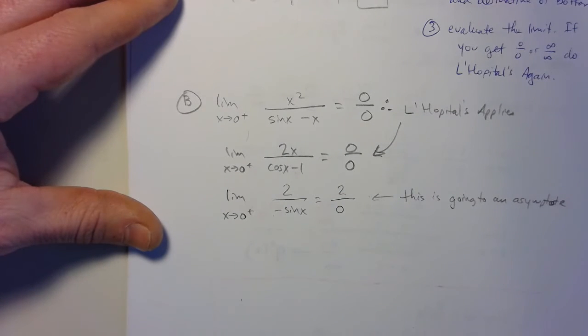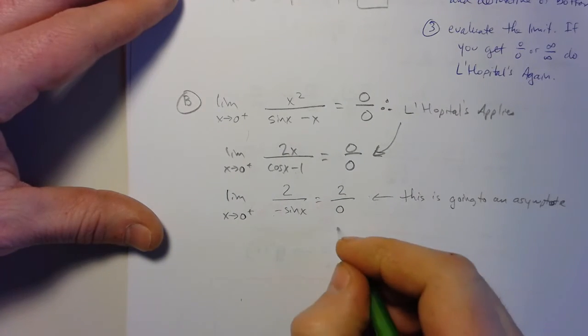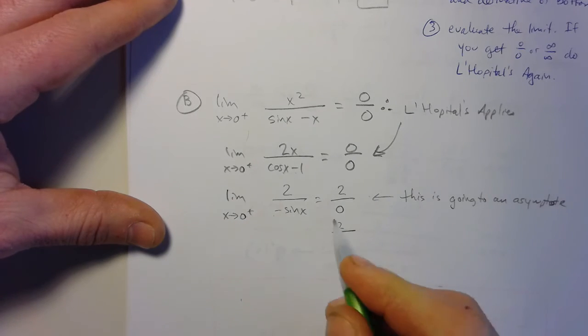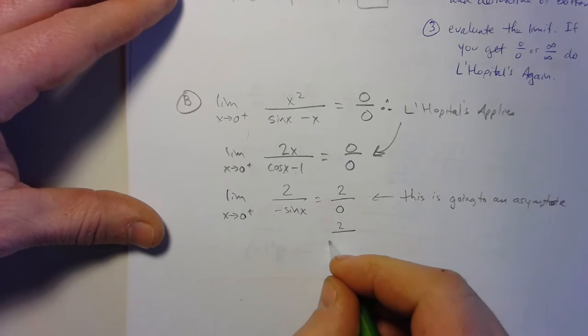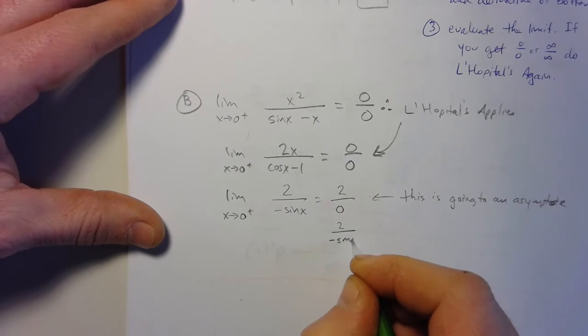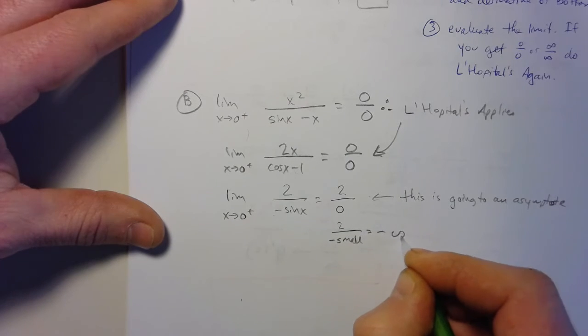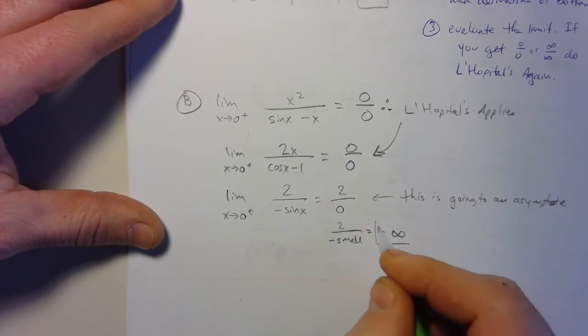And the easiest way to figure that out is to think about what happens if we're approaching 0 from the right. That means our angles are in the first quadrant, which means sine is positive, but it's a negative in front, so it's a negative, and it's getting really close to 0, so we'll say small. Remember that strategy we did? So it gives us negative infinity. Okay, so there's our limit there.